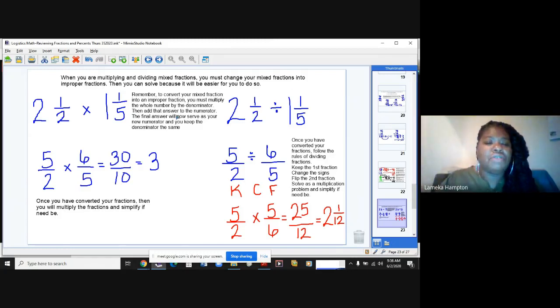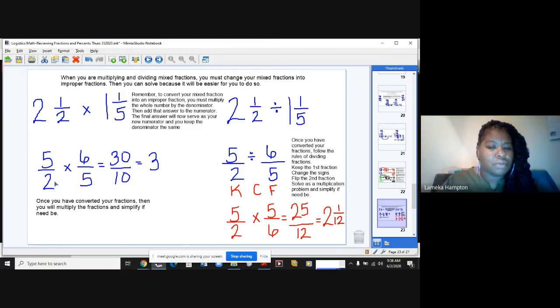Now, in the middle here, it says, remember, to convert your mixed fraction to an improper fraction, you must multiply the whole number by the denominator. Then add that answer to the numerator. The final answer will now serve as your new numerator, and you will keep your same denominator.